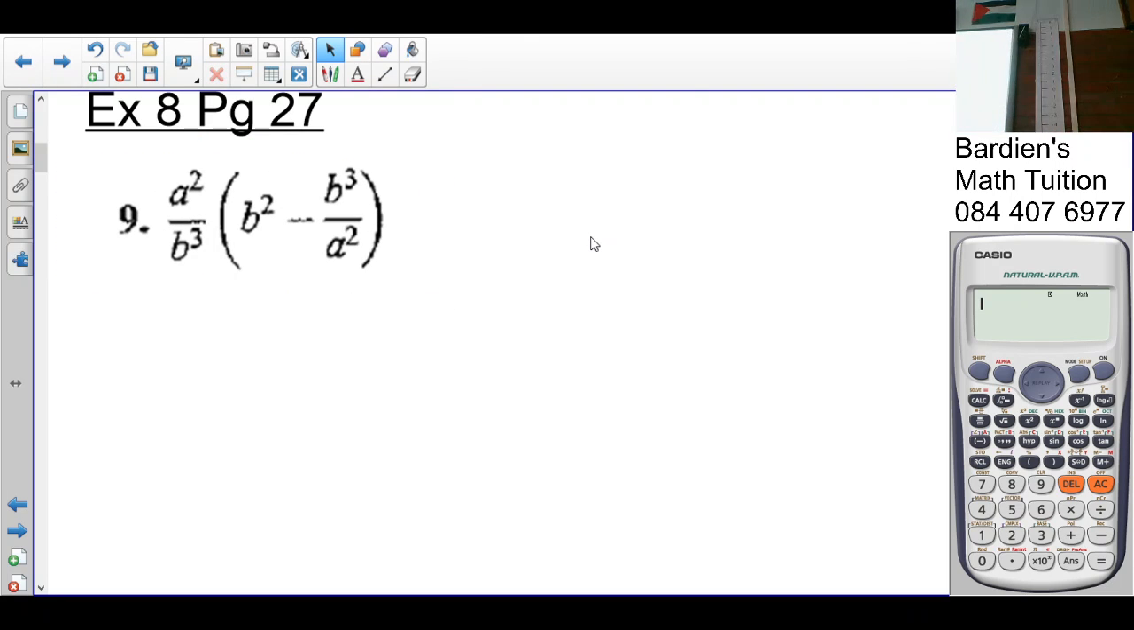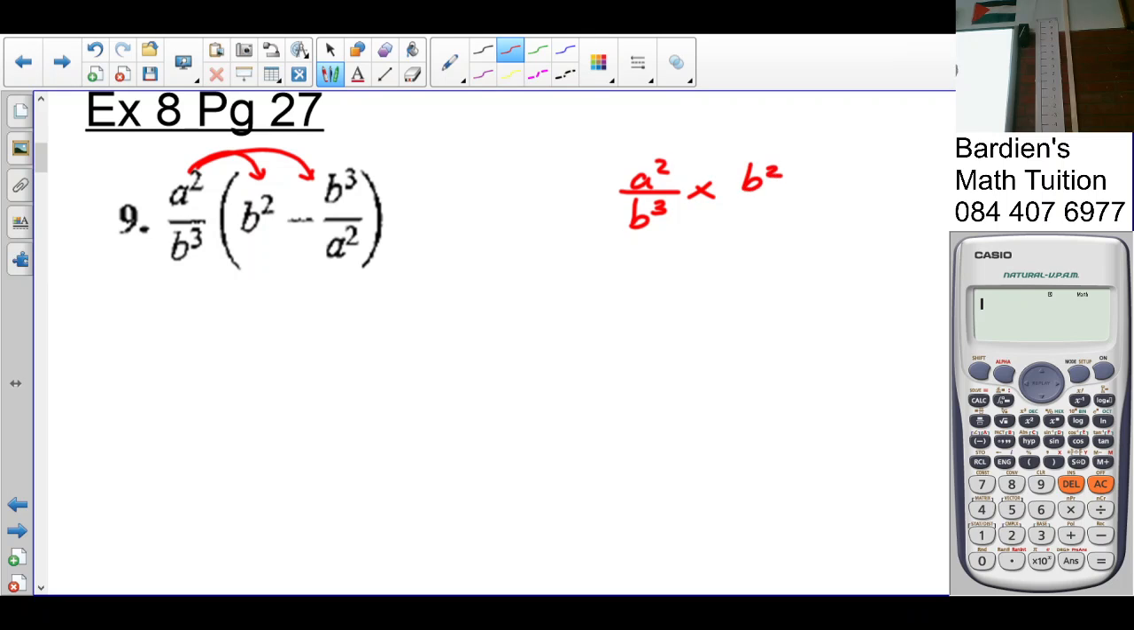So again, using the distributive law, we're going to multiply this out like this. Now in fractions, we can't work this out in our heads, so we do it on the side. We say a squared over b cubed has to be multiplied by b squared over 1. So numerator times numerator will be a squared b squared, over b cubed times 1 is b cubed. Where is there more b's? Bottom. So it's going to be a squared on top and b at the bottom. There's going to be a squared over b. You see that?